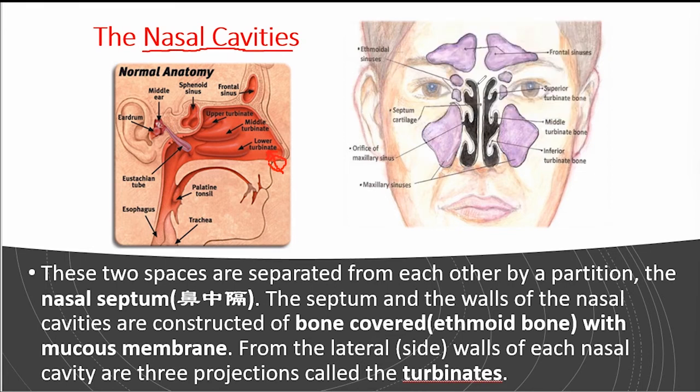This nose cavity is separated into a left side and a right side. They separate from the center. So we have two nose cavities, left side and right side. So air goes in from here, passes through the nose cavity, and then downwards finally goes to the lung.